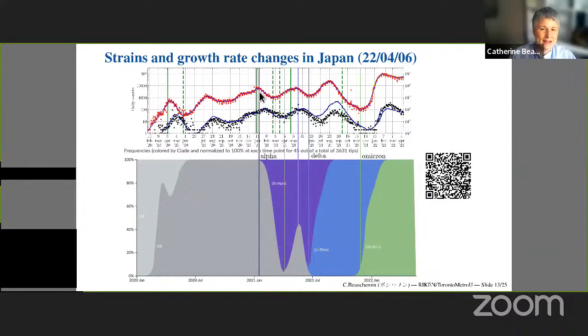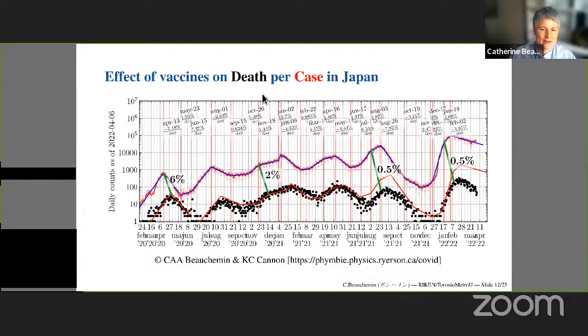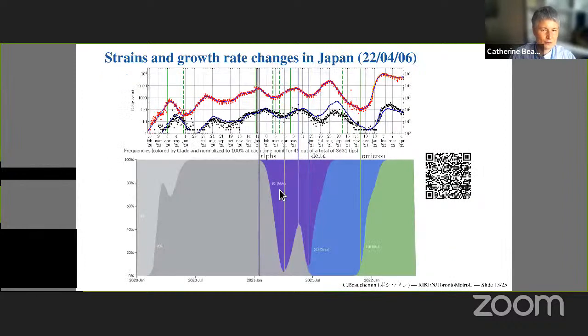But still, if you look back, it's after alpha that we see this 2% kind of come in. So perhaps what it did is it changed the death to case ratio at that point. You can see my break point here is when I switch from 6% to 2% death. This is the break point here. So maybe before alpha that was true.